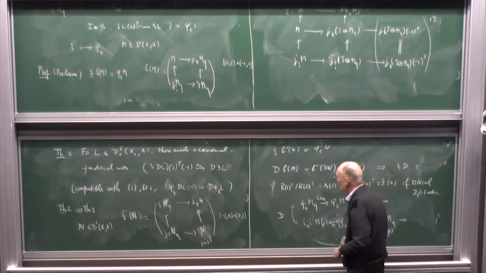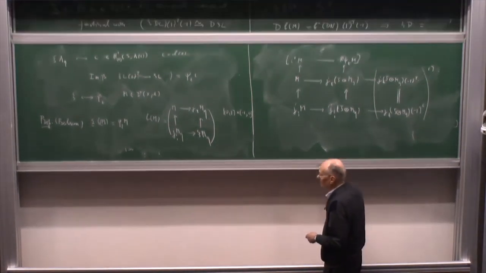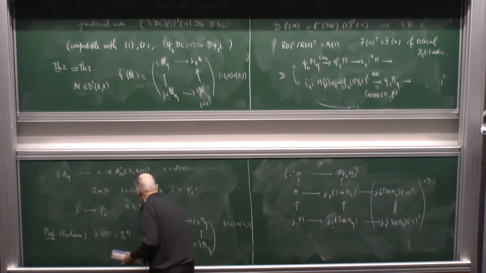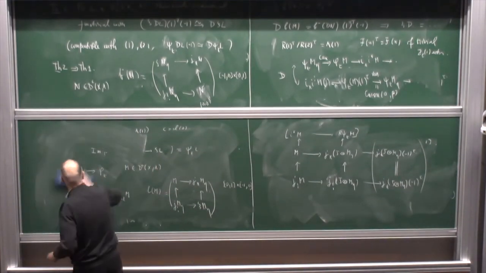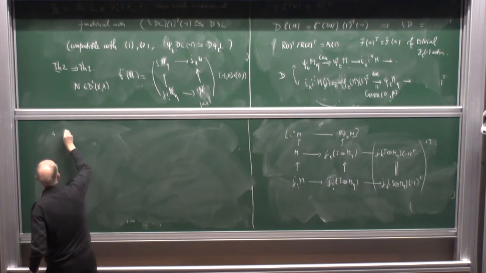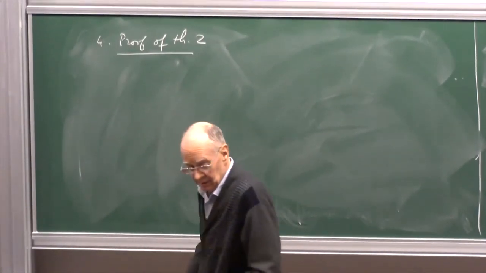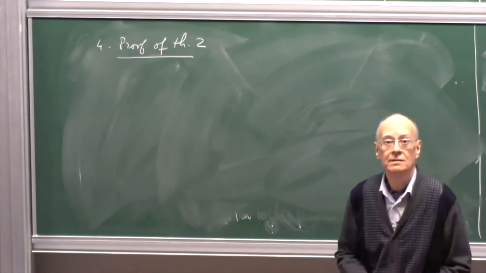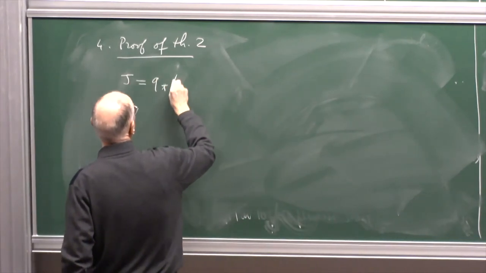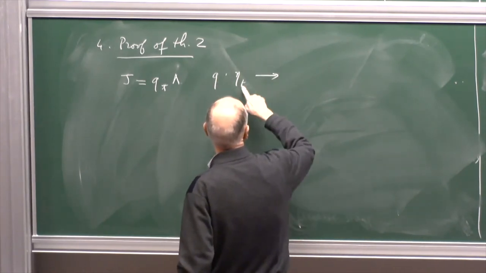Now let me give an idea of the proof of the theorem 2, which is in fact quite easy. So four plus two. The core of the matter is in this infinite Jordan block J. So recall that J is Q lower star of lambda, where Q is projection from eta tame to eta.